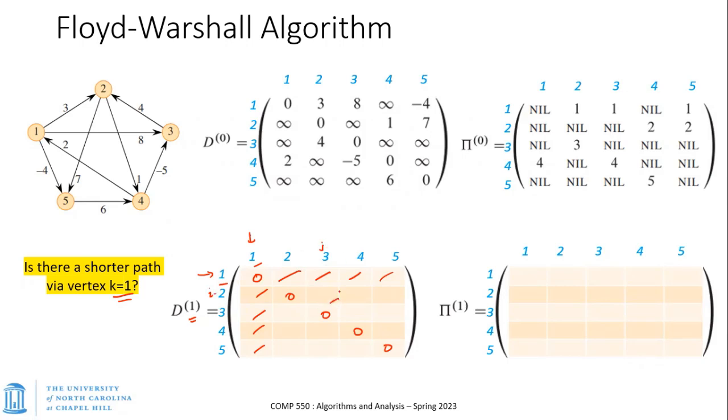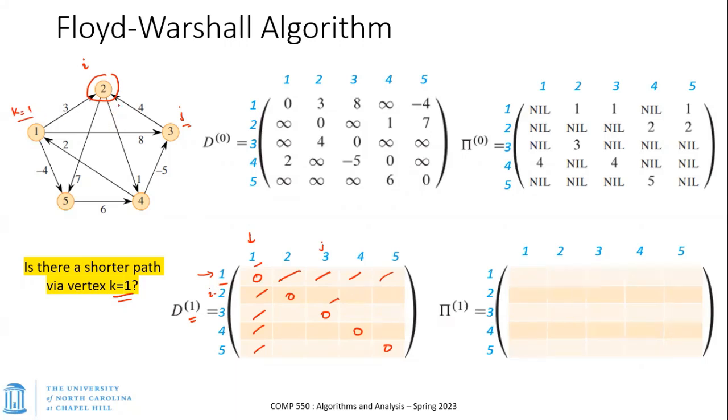So can we improve the distance going from 2 to 3 while going directly from 2? Well, not necessarily directly, but whatever result we have so far, can we improve that by saying, can we go through 1? So in other words, we want to start at i equal to 2, and we want to end at j equal to 3, and we want to go via k equal to 1.